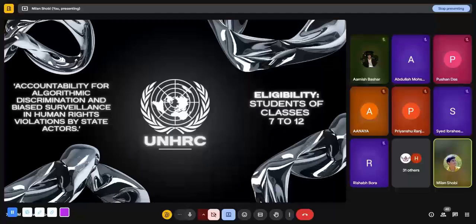UNHRC. The eligibility of this will be the students of classes 7 to 12, just like UNSC and UNGA DISEC. The agenda over here is accountability for algorithmic discrimination and biased surveillance in human rights violations by state actors.